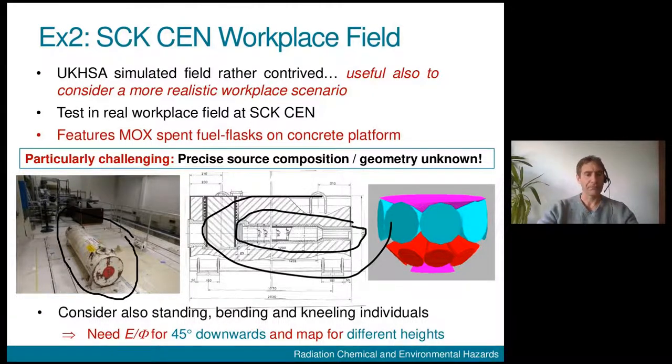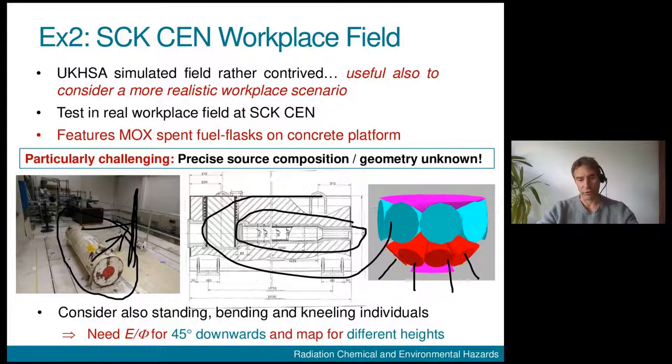On top of that, individuals could well be standing very close to the source. So if individuals are standing here somewhere, the direction of the field is going to be coming up towards them. And so we need additional ways of tallying the field. So in order to achieve this, we defined additional cones within our tallying method. So we were able to determine the dose contribution from angles that are coming up from the rear.